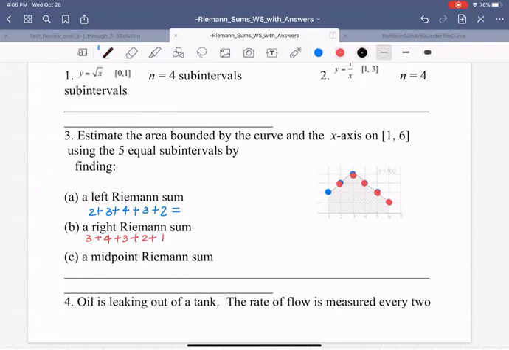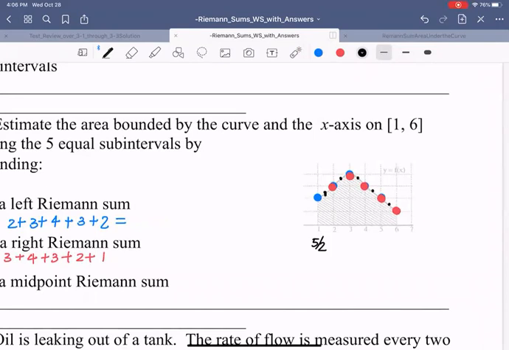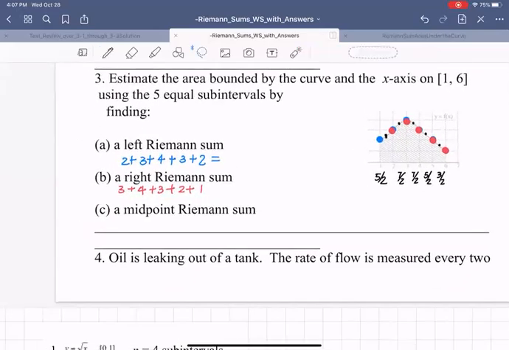Now I want to do the midpoint one. I'm going to choose this one, this one, this one, this one, and this one. The first midpoint is between 2 and 3, so it is 5 over 2. Next one, between 3 and 4, so that's 7 over 2. Next one is also 7 over 2, and the next one is also 5 over 2. The last point is 3 over 2. Then we add all of them together.